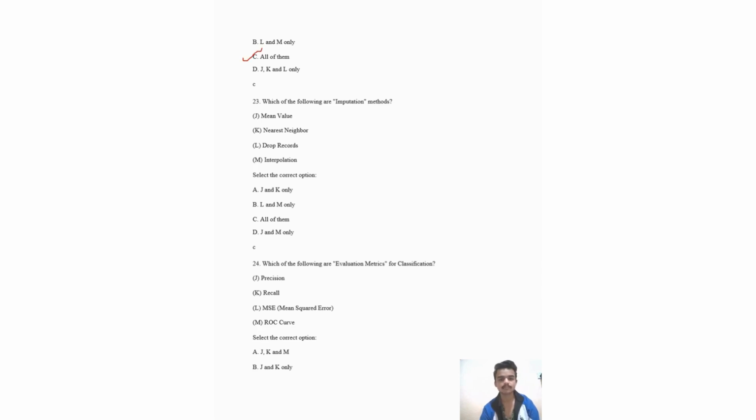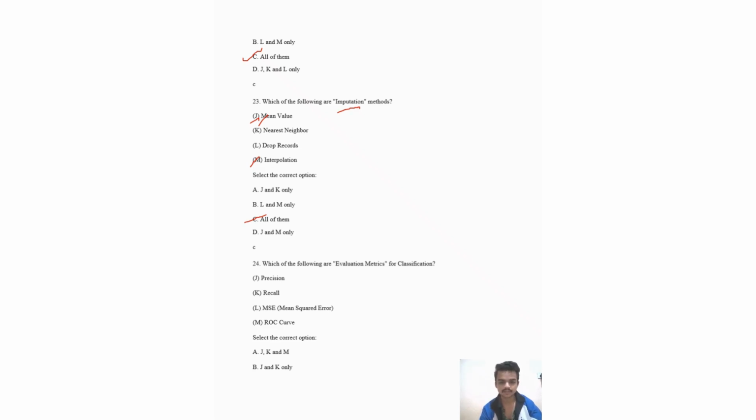Which of the following are important methods? Imputation methods. So imputation methods will be like mean value, nearest neighbor, and yes, mean value is also nearest neighbor, is also loop records, interpolation also. So the answer will be all of them.